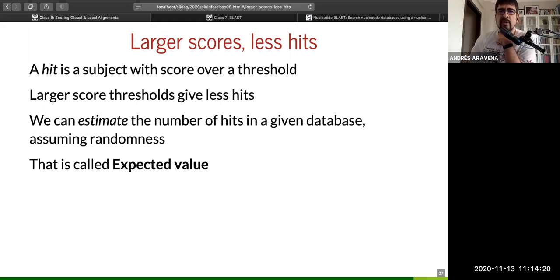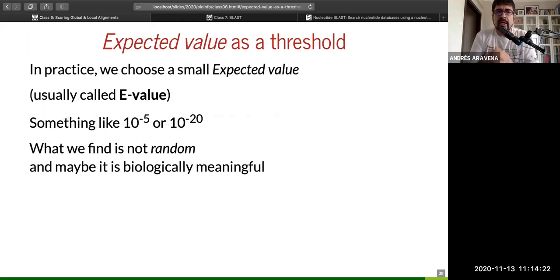So we do it from the other point of view. We can have a mathematical formula that will say, look, in this database, in this condition, I expect to have a lot of hits if the sequences are short or the score is small. If you want to have a hit that is meaningful, you should have an e-value that is small. Typically 10 to minus 5, 10 to minus 20, or even smaller, 10 to minus 60.